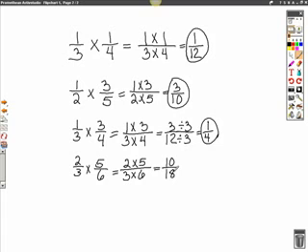And once again, you need to check to see, can this number be simplified? Indeed it can. We can divide 10 by 2, and we can divide 18 by 2, because 10 divided by 2 is equal to 5, and 18 divided by 2 is equal to 9. Now it cannot be reduced any further, so we know that 2/3 times 5/6 is equal to 5 over 9.